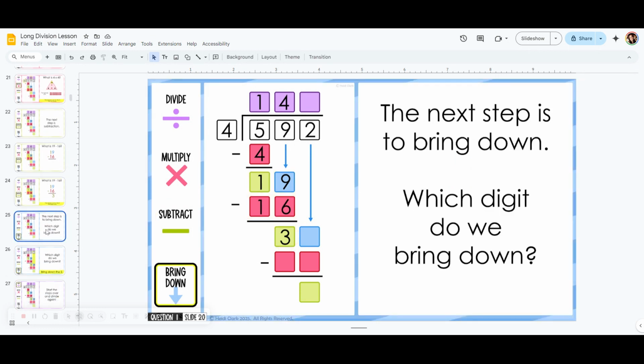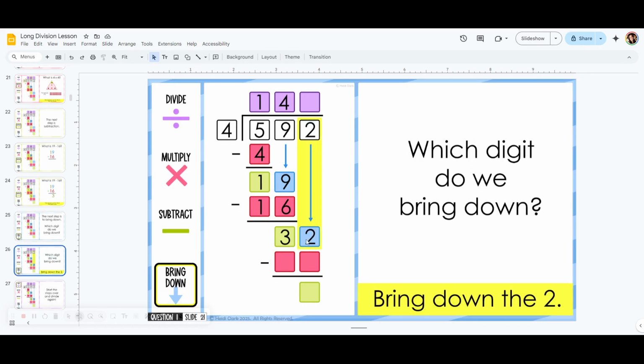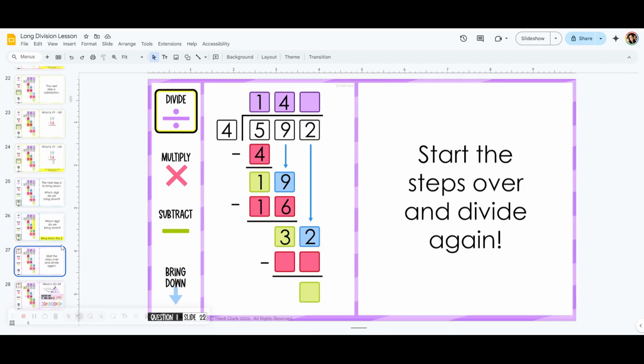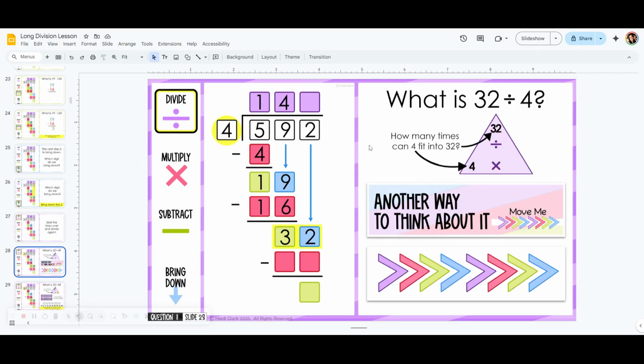Our next step is to bring down. Which digit are we bringing down? We're bringing down the 2. And now we start it all over. One more time, we're going to divide. I want you to use the digits that you just had. So you just brought that 2 down. You just subtracted that 3, which means you're working with a 32. And remember, whenever you divide, you're using this divisor, this 4 every time. So we're going to do 32 divided by 4.